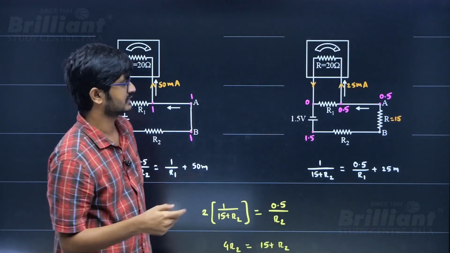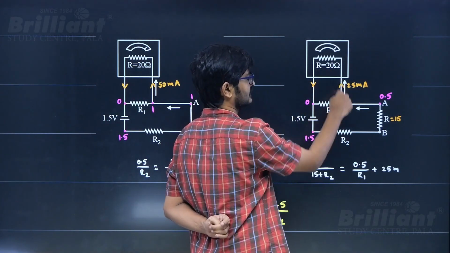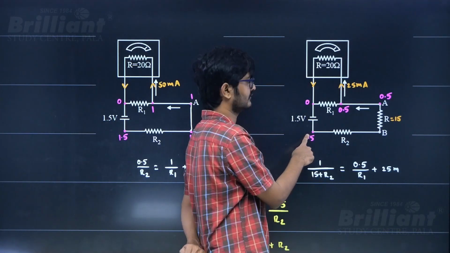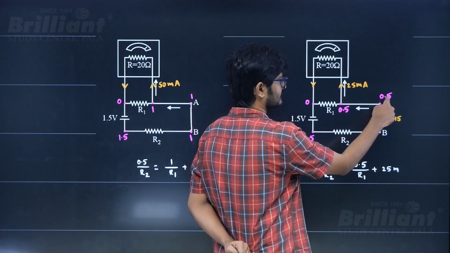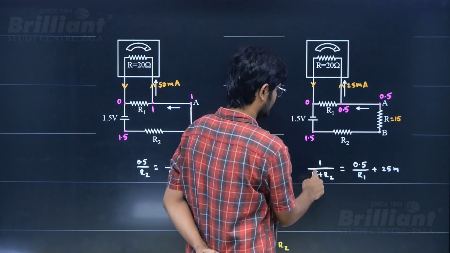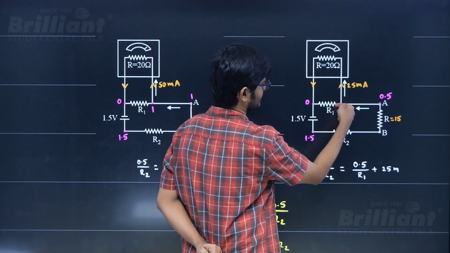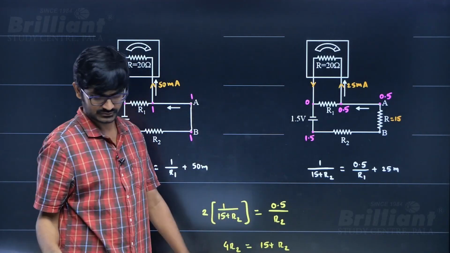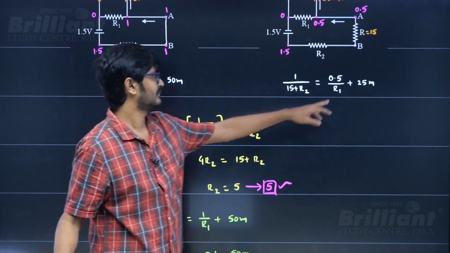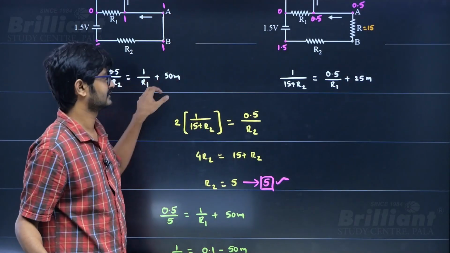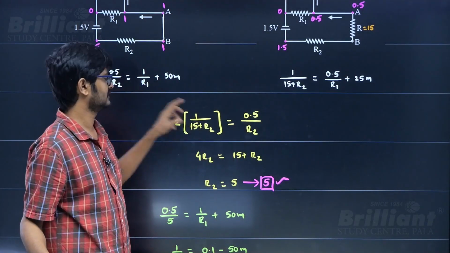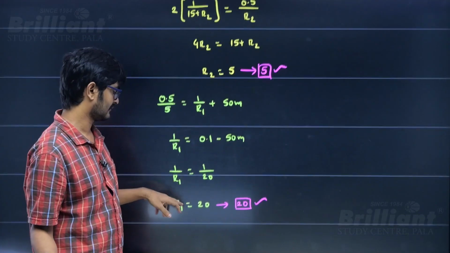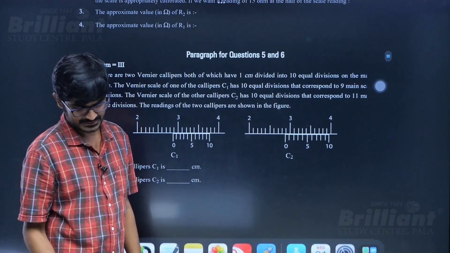Now similarly I can do the same thing here. Now I can find the potential difference. Potential difference is going to be 0.5. So if this is 0, this is going to be 0.5. If this is 0, this is going to be 1.5. Now this current is going to be 1.5 minus 0.5 by R2 plus 15. Now that current will be going in this one, which is 0.5 by R1 plus 25 milli. So these are the two equations. I need to solve them. I can see if I multiply this with 2, I will be getting this. So 2 times this is going to be this. When I solve it, I will be getting R2 is 5. I can substitute R2 is 5 here and I can get R1.